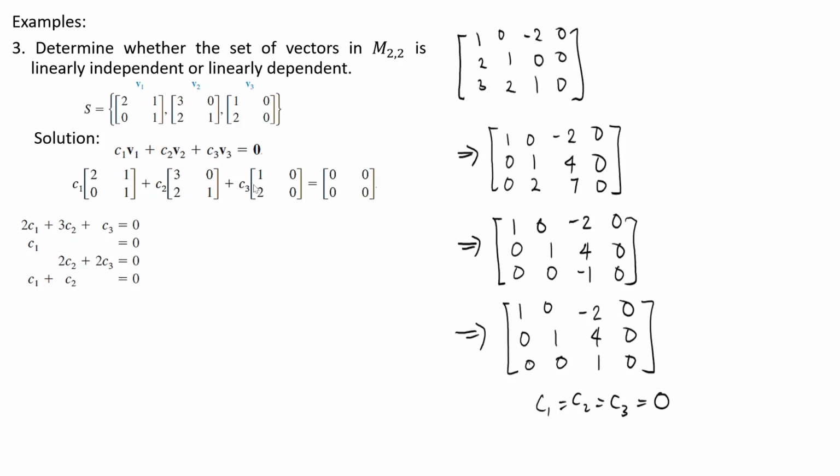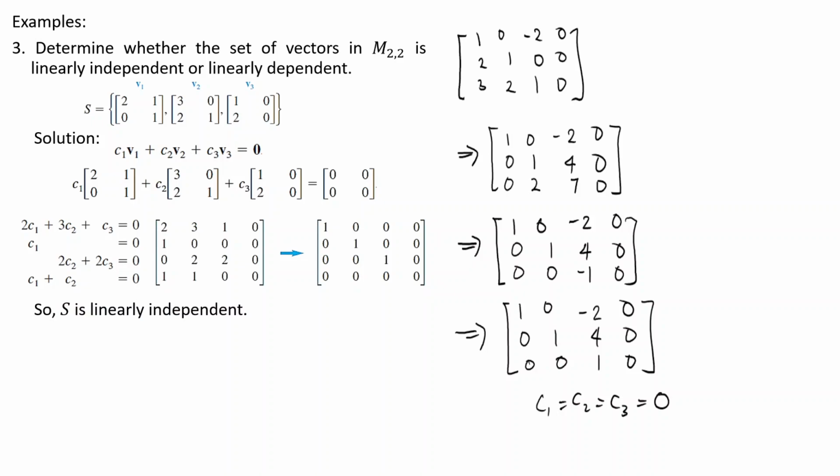So 2 C sub 2 plus 2 C sub 3 equals 0, and so on. Okay, so by solving using the Gaussian elimination, we yield this. So you can verify that the augmented matrix of this linear system is equal to this one. This shows that we have the unique solution: C sub 1 equals 0, C sub 2 equals 0, and C sub 3 equals 0. Since we only have the trivial solution, then we say that S is linearly independent.